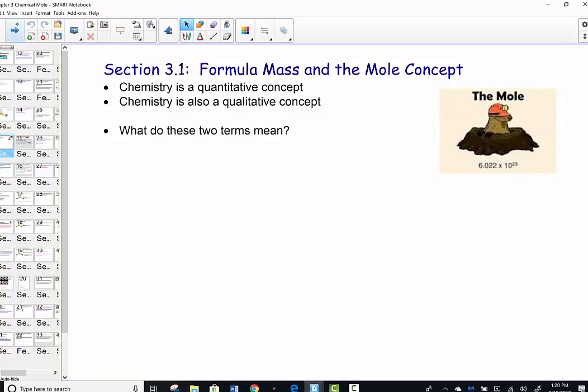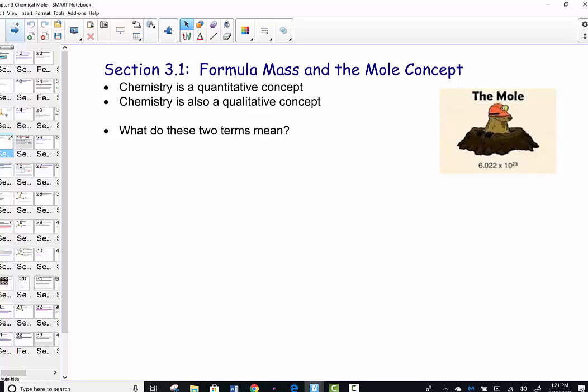But if I can walk to the scale and weigh out 12 grams of carbon, so you've got a big lump of black powder on your scale that's carbon, I now know by knowing its mass how many atoms are sitting on there. The mole is that unit that allows us to exchange between measurements.